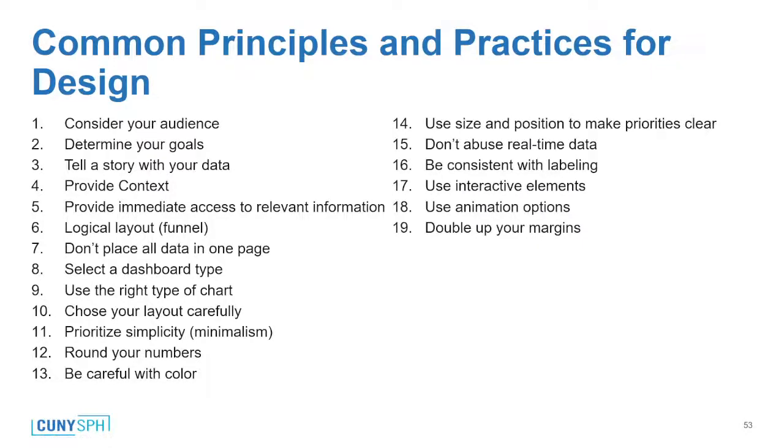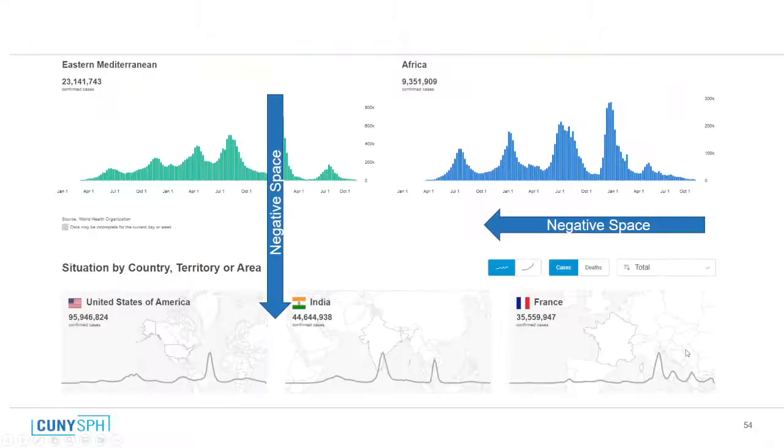The 19th recommendation is double up your margins. Don't be afraid to create a negative space. Negative space are all these white spaces that we create between elements of visualization, and they help us to separate especially the different elements.